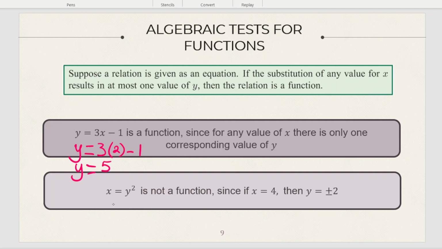If I look at the second one, we've got x equals y squared. If we let x equal 4, that means that y could be either plus or -2. So we could have 2 squared or we could have -2 squared.